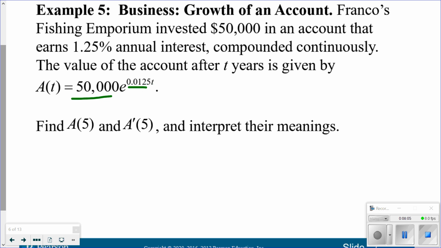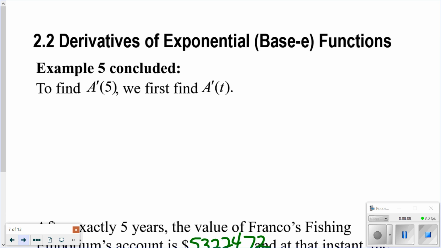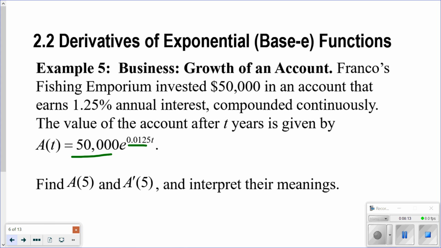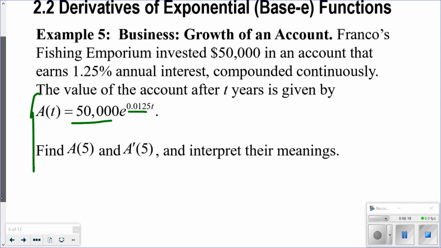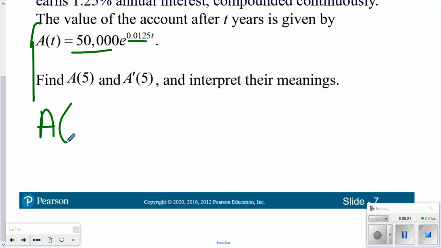So let's go ahead. We're going to move to the next page. Okay. Oops, sorry. Actually, let's start it here. We'll do A of 5 here. So A of 5 just means to take the function that we have and plug 5 in.